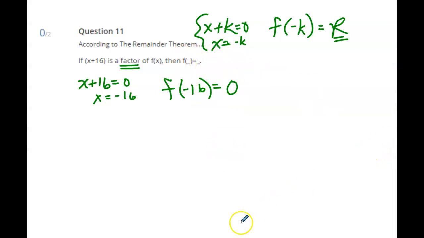And when I looked at your work or your answer for that question, you entered that f of x was equal to negative 16. So you got the negative 16 part correct, but the notation doesn't make sense, right? The negative 16 is the k that's being substituted in for the x's, and because it's a factor, it's resulting in a remainder of 0.